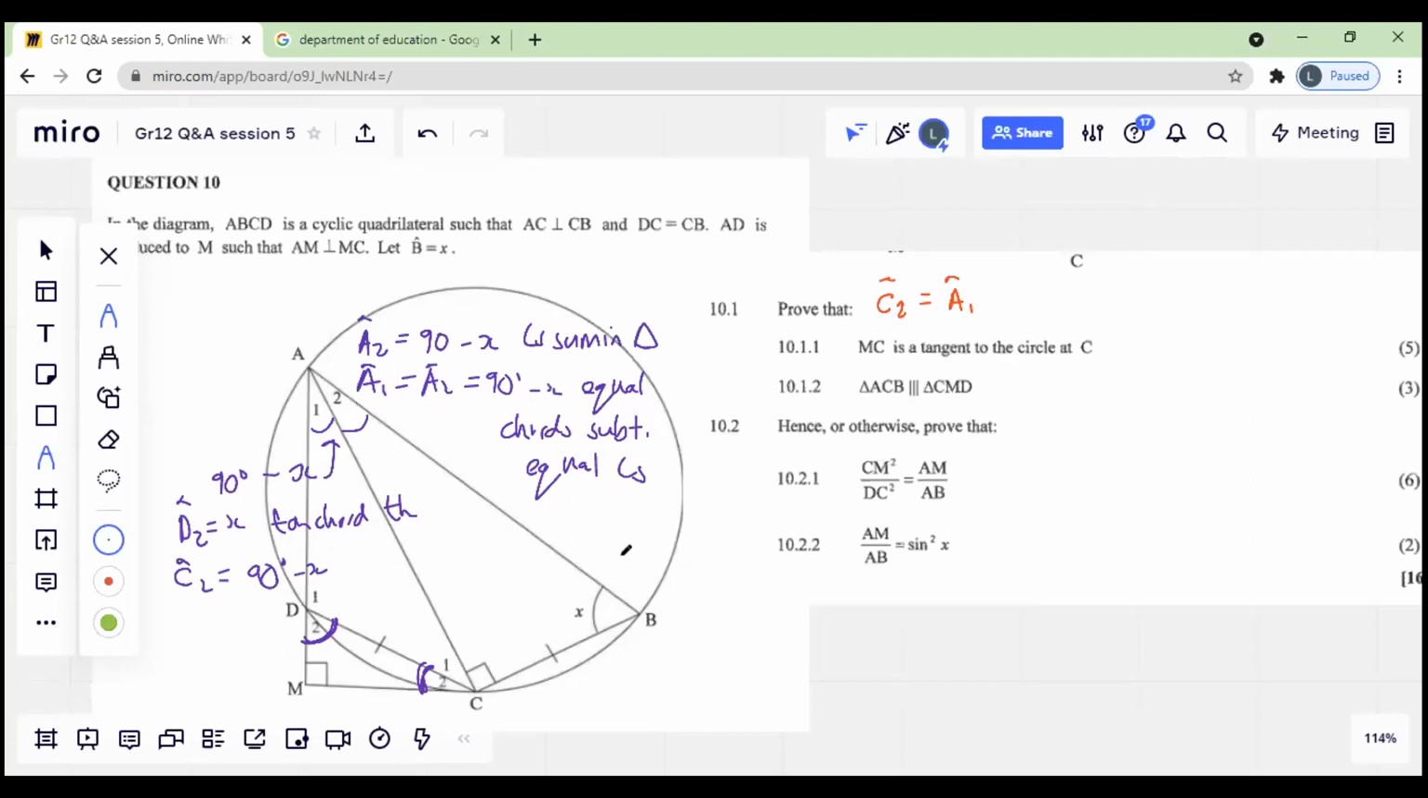So that means that A1 equals C2. That's what proves it. So you have to make that connection. Therefore, MC is a tangent. And our reason for this would be converse tan chord theorem.